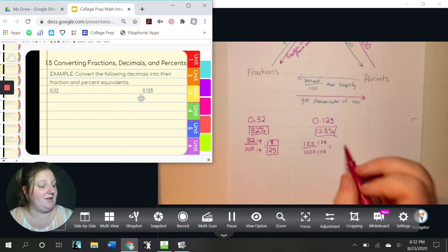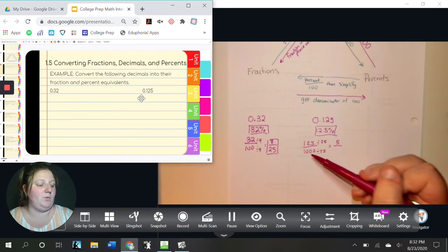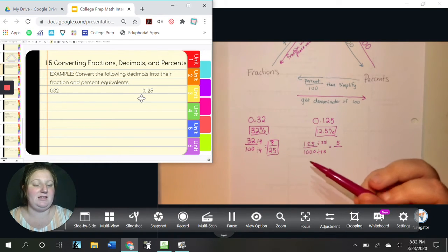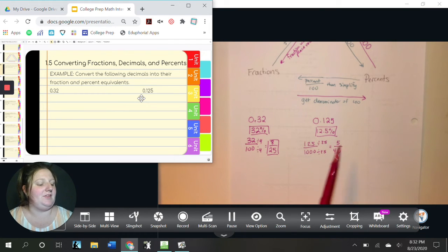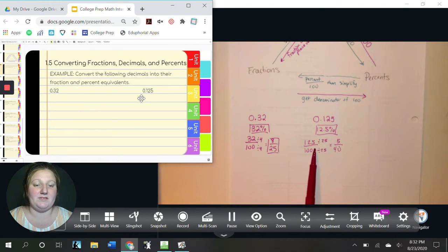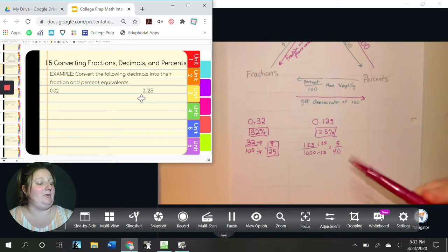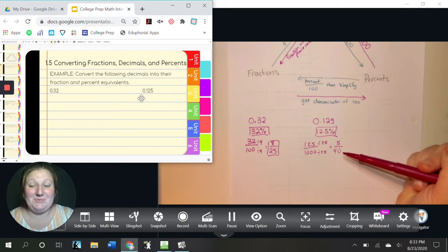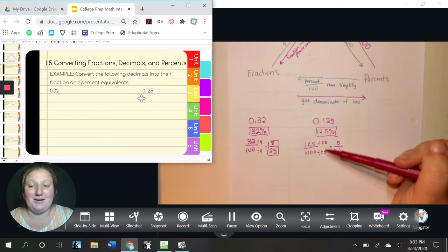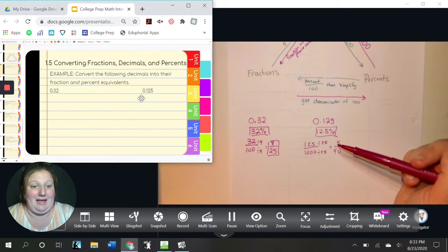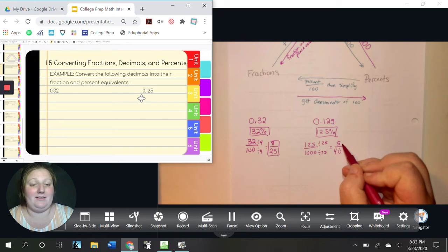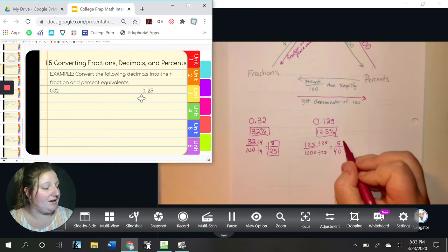125 divided by 25 is 5. And then 1,000 divided by 25 is 40. Because if you think about 100 divided by 25 is 4, you had an extra 0, so you get an extra 0 in your answer. So I have 5 over 40. That can still be simplified. So I did not pick the greatest common factor here, which is okay. So I still need to simplify, because 5 and 40 can both be divided by 5.